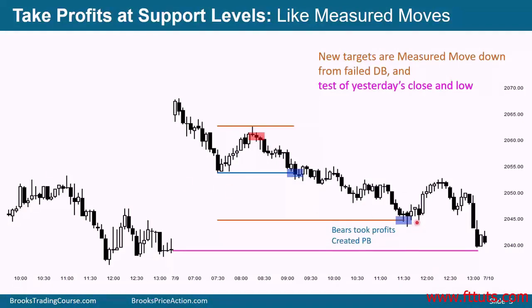This is a reasonable place to take profits, either final or partial profits. We're at a measured move target, and we have a potential final flag, a low 2 late in a bear trend. We might get a bounce up. Because the channel is so tight, the reversal up will probably be minor. However, it could go up fairly far because we're at a significant support level, a measured move. Plus, we're testing yesterday's close and yesterday's low. And we have a potential final flag. If you want, you can look at it as a wedge, 3 pushes, 1, 2, 3.